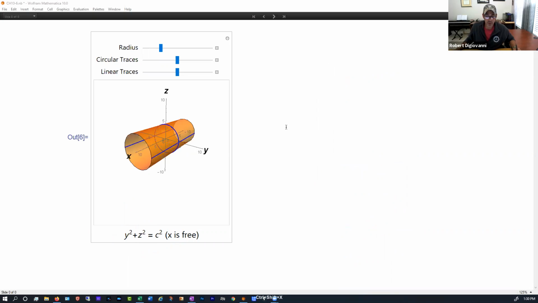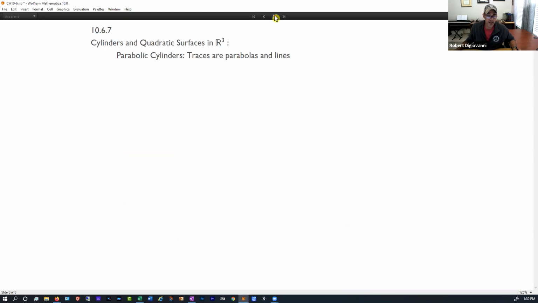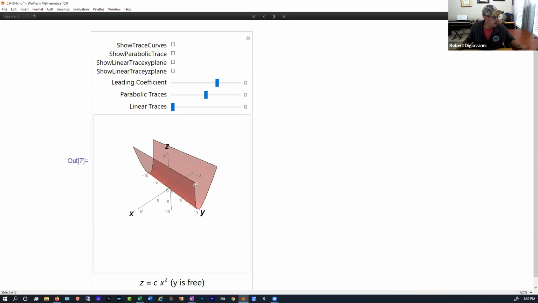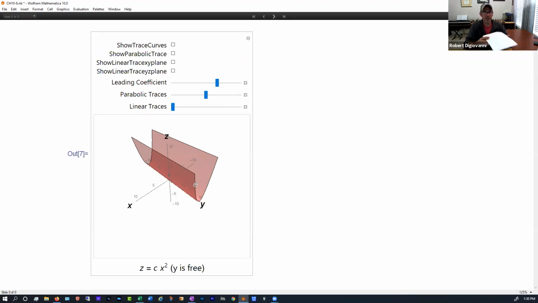Okay, let's look at the next type of surface. The next one is called a parabolic cylinder. And as you might expect, when you do traces on a parabolic cylinder, you're going to get parabolas and lines. So when you cut it with the XY plane, you might get parabolas. When you cut it with the YZ plane, you might get lines. Those are the two things we get though. So let's look at it first, all right? Here's what a parabolic cylinder looks like. It's just a sheet of paper that's folded up like a parabola.